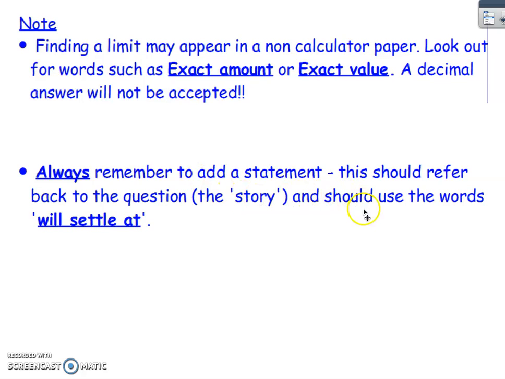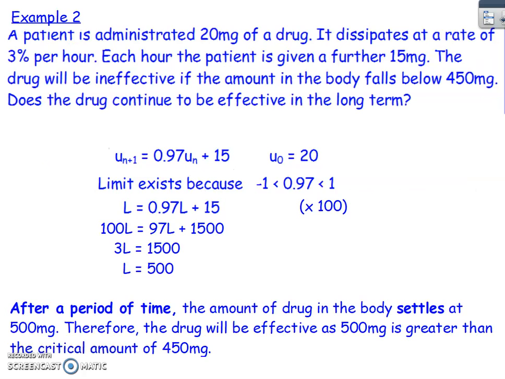And you should also make sure you're using the words it will settle at. Okay, will settle at. If you use that, you can't really go wrong with this question. So remember to use the phrase will settle at and over a period of time, and make sure you lay out a clear sentence describing what's happening. So let's look at another example then to finish off.